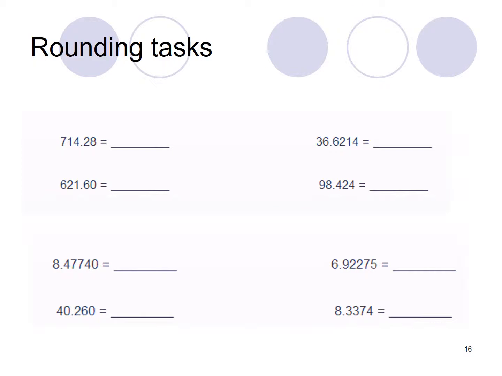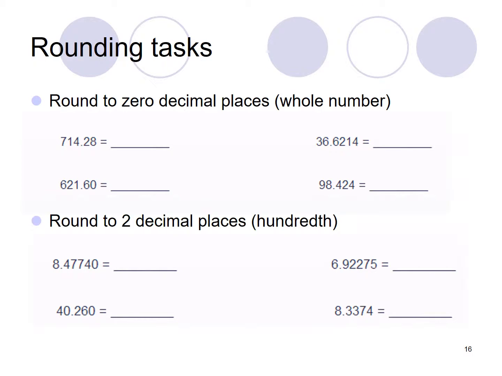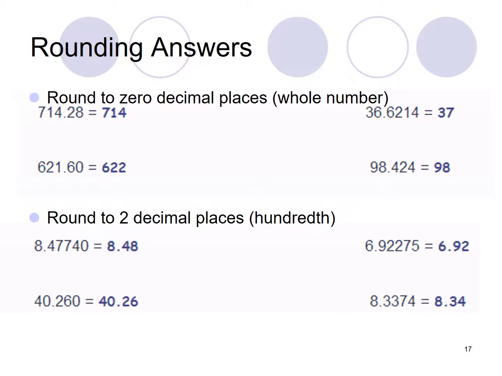Here are some practice items for you to work with. This one here, we're rounding to a whole number with no decimal places. This one here, we're rounding to 2 decimal places. And here are your answers.